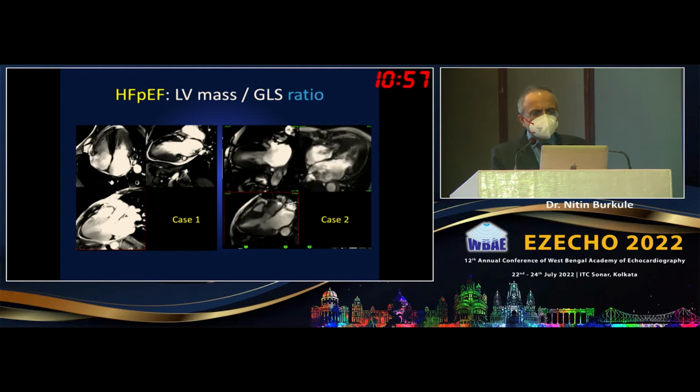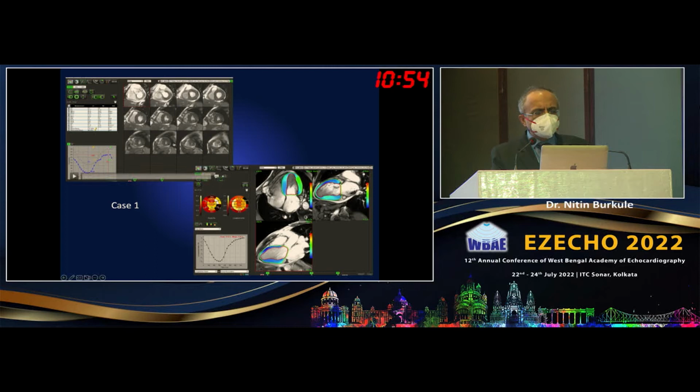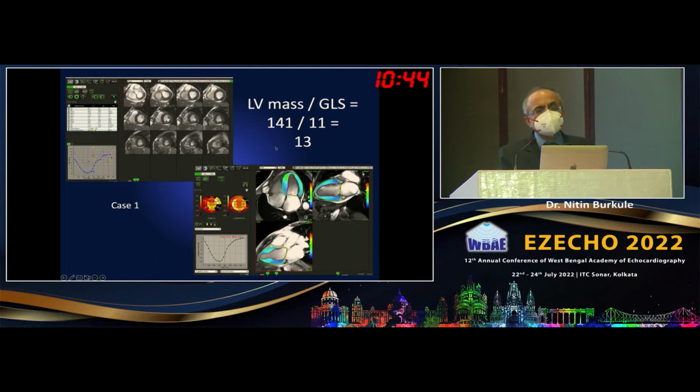if you look at the mass, as I told you, MRI gives you an excellent myocardial mass, and on feature tracking it also gives you a good GLS. If you look at this patient, the mass to GLS ratio is 13. It's very high, a very large mass and a very low GLS, and this is a very classical ATTR.